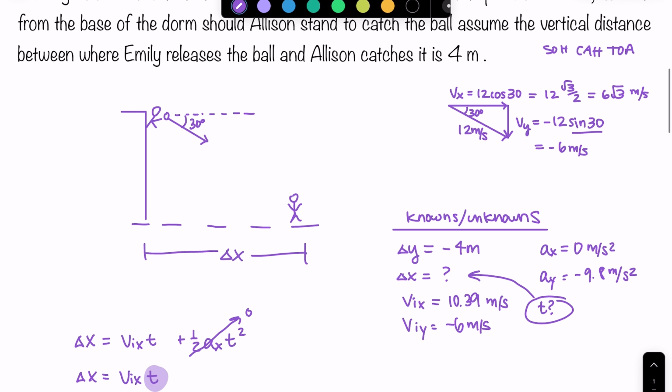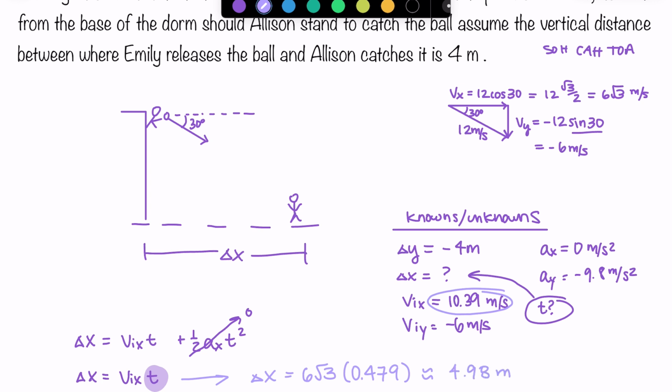We can go back up here to our equation for delta x. Delta x, our initial x velocity was 6 root 3, which I guess I already calculated to be 10.39. We're going to multiply that by our time, 0.479. And multiplying that all together, you get 4.98 meters. So that's how far Allison needs to be, technically, for her to catch it on the ground.